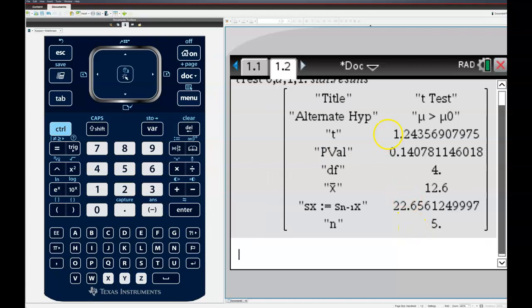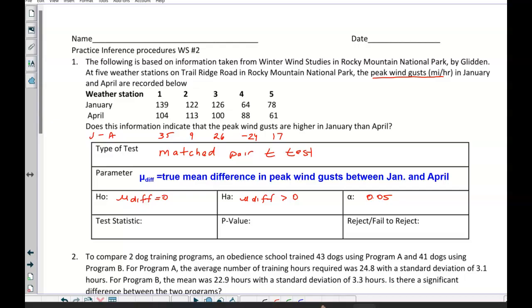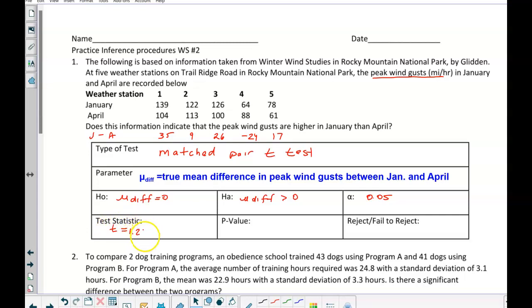And we record our information. We need the test statistic t, which is 1.2436. Our p-value is 0.1408. Notice it provides you with the degrees of freedom, but you should know that simply for one sample t, it's just n minus 1 for the degrees of freedom. So we're going to record that information here. And since our p-value is greater than 0.05, we're going to fail to reject.